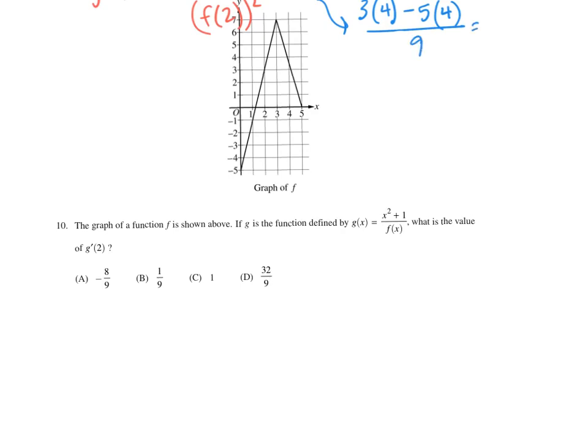This is multiple choice, so we've got to work it out. We got a 12 minus a 20 over 9. 12 minus 20 is negative 8/9. Bada bing, bada boom.